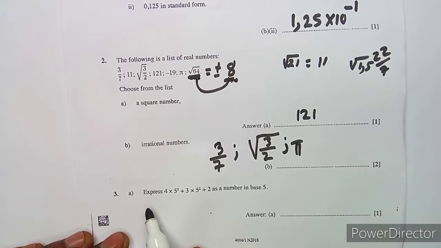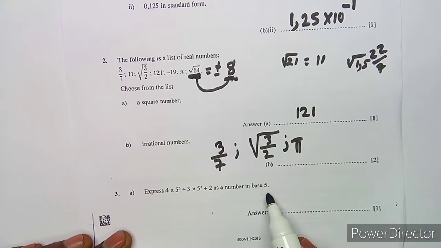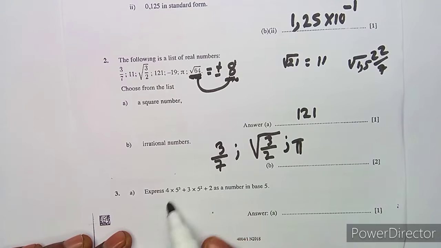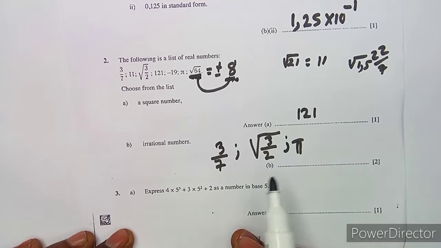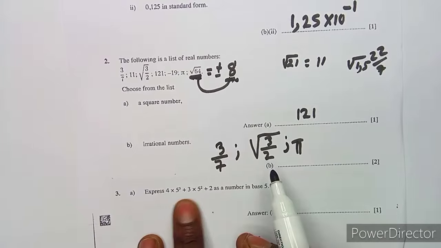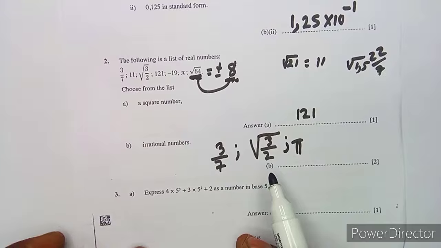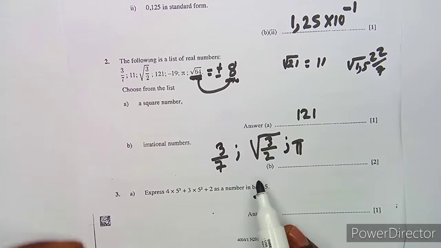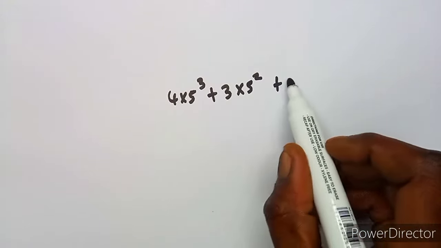All right, then on 3a we are to express this number as a number in base 5. Okay guys, you can convert this number to base 10. Yes, it's fine, you can do that. Then you divide by 5 throughout. But this was a conversion done on a number being converted from base 5. The number can be, let's say, 4 times 5 to the exponent of 3 plus 3 times 5 to the exponent of 2 plus 2, like that.